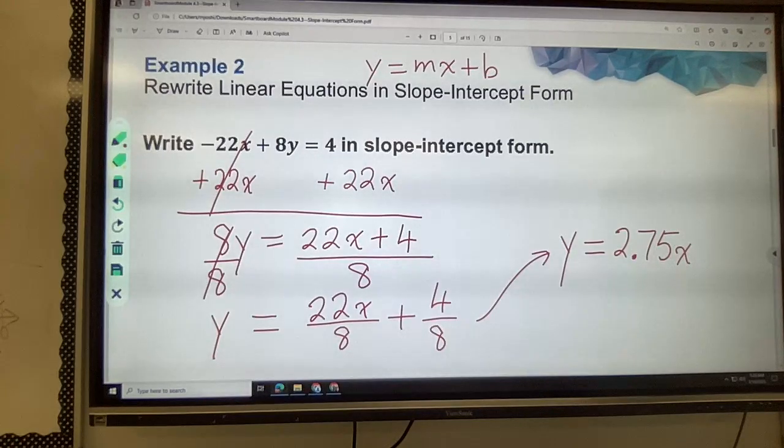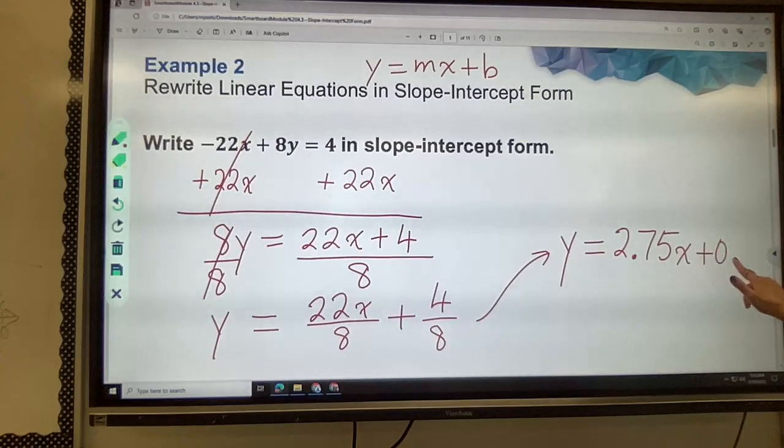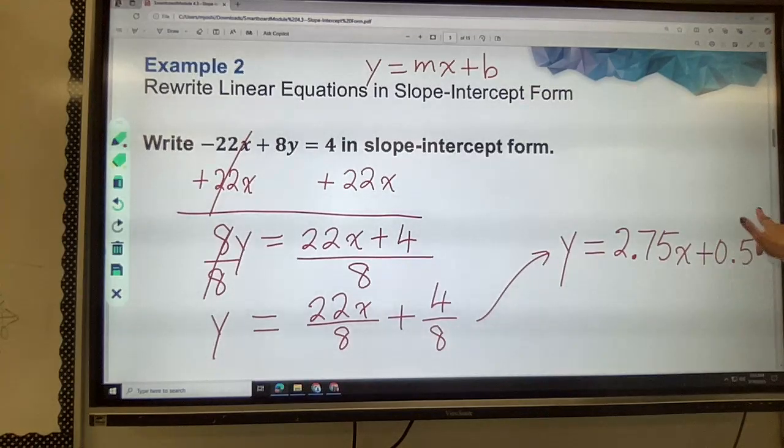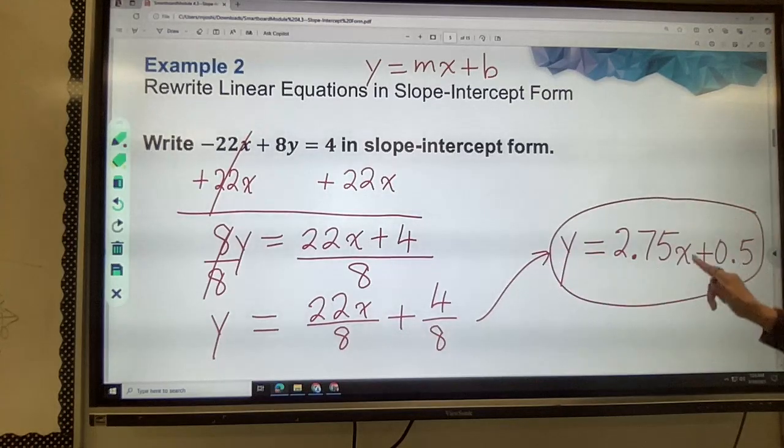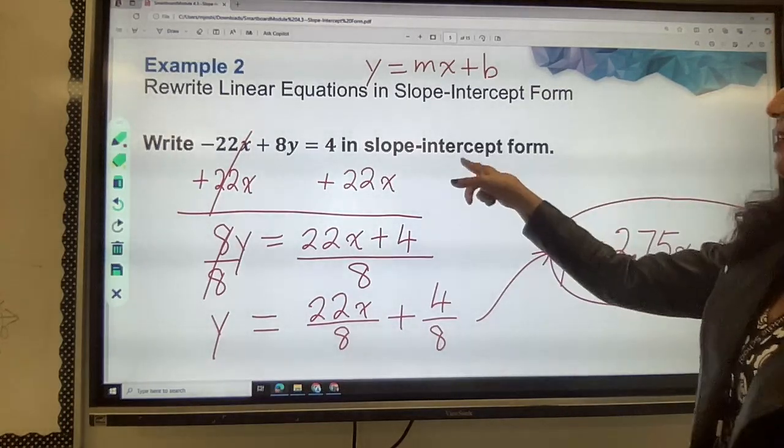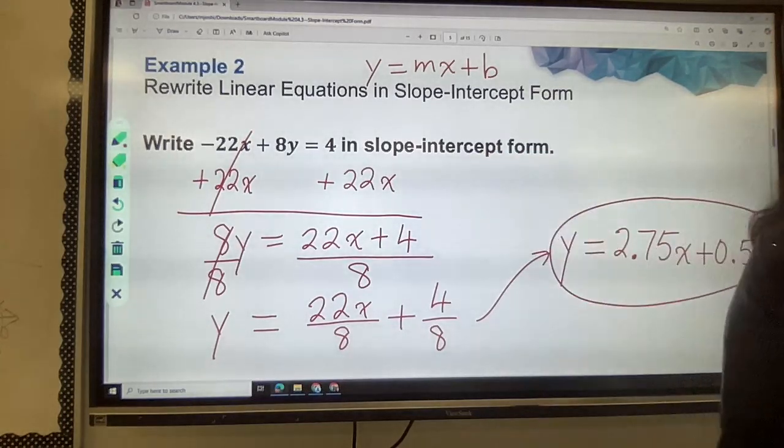And 4 divided by 8, that is 1/2, which is 5/10. So then this is how I've simplified it. And here is my final answer when I've written it in the slope-intercept form.